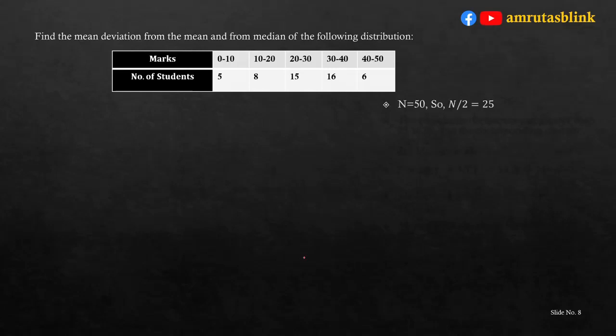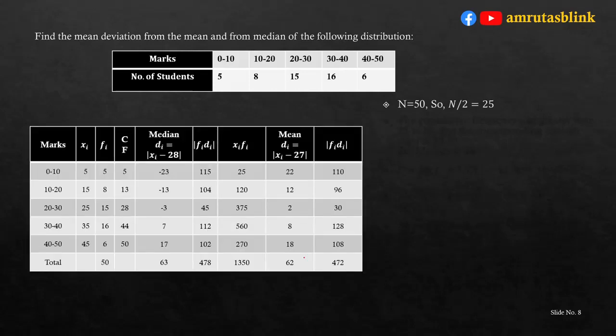So we will create the table. Now, how many total students are there? Initially we will create the table. In the first column we will write down the marks as classes, that is 0 to 10, 10 to 20, 20 to 30, 30 to 40, 40 to 50.